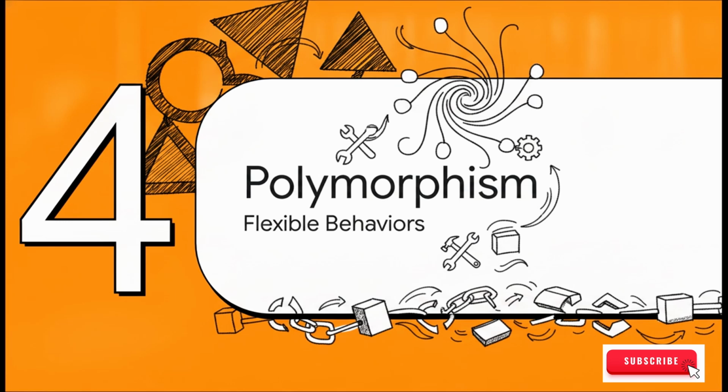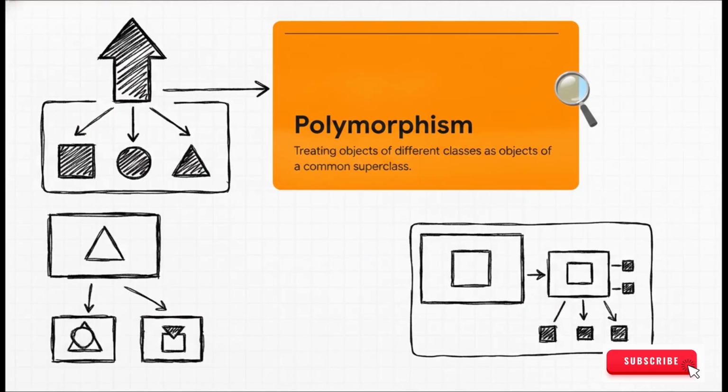Behaviors, the third pillar. Polymorphism literally means many forms. It allows objects of different classes to be treated as if they were objects of a common superclass. In Java, this usually plays out in two ways. First, method overriding, where subclasses provide their very own custom implementation of a parent's method. And second, method overloading, where you have methods sharing the exact same name but taking different parameters.